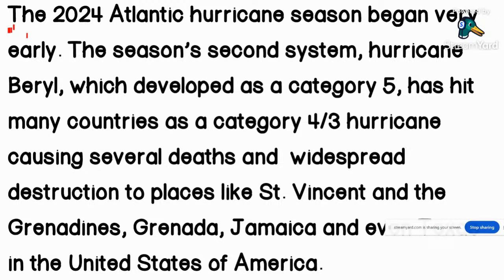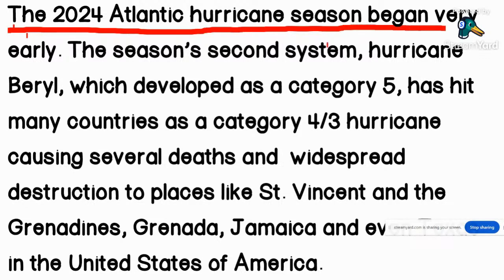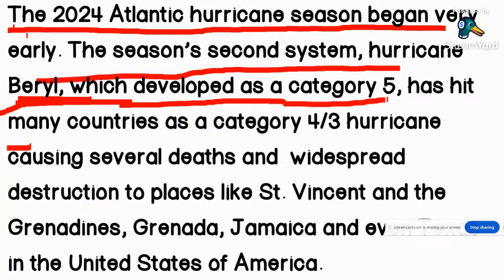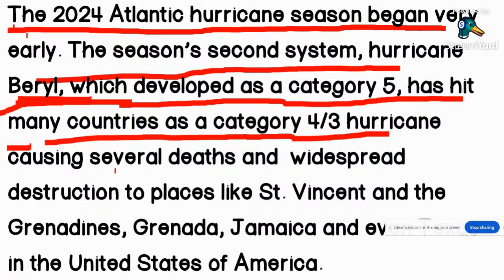The 2024 Atlantic hurricane season began very early. The season second system, Hurricane Beryl. Beryl developed as a category 5 and targeted many countries. The category was 4 or 3. Whenever you see the slash, it means four.